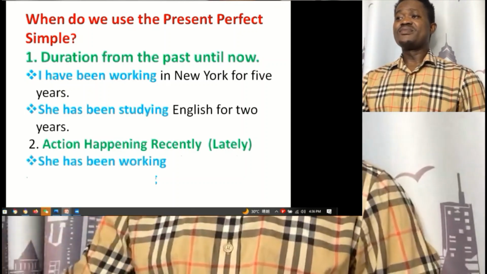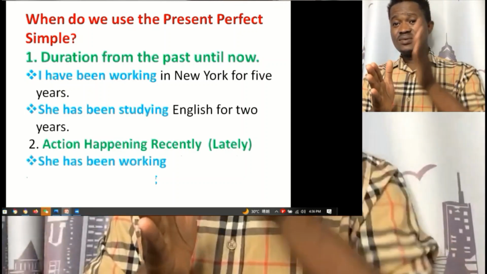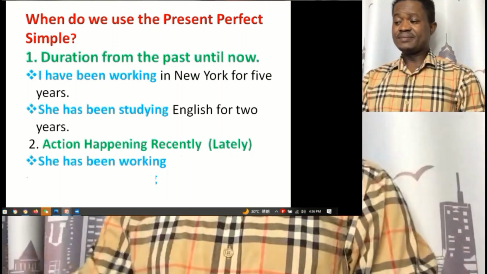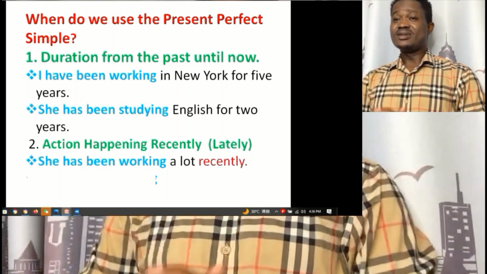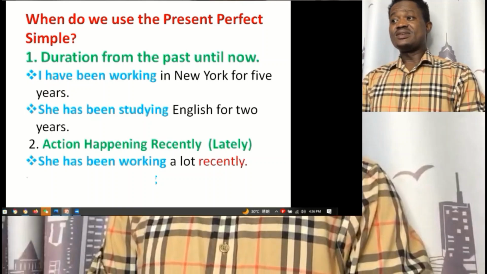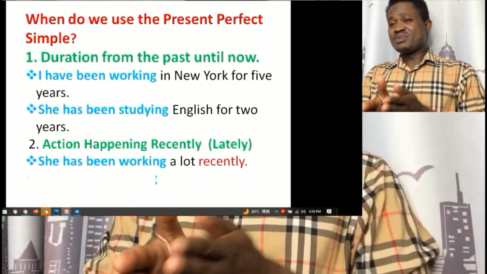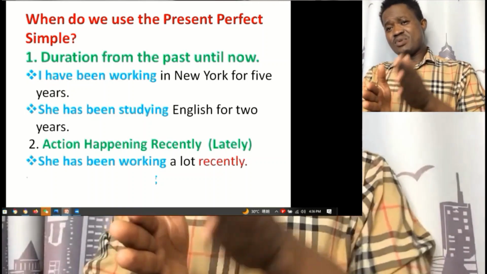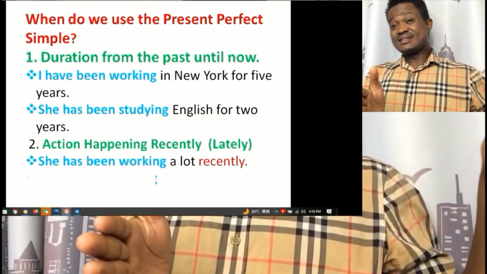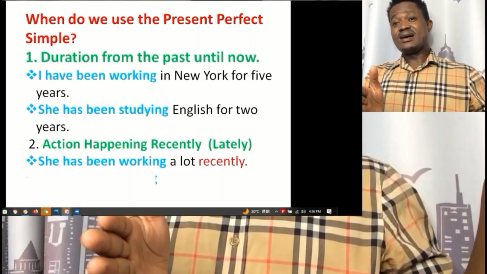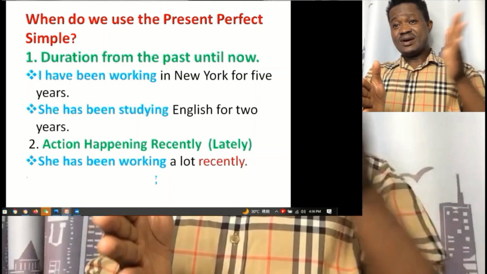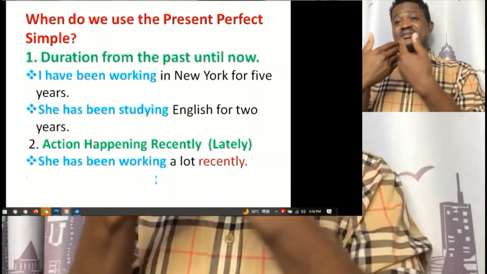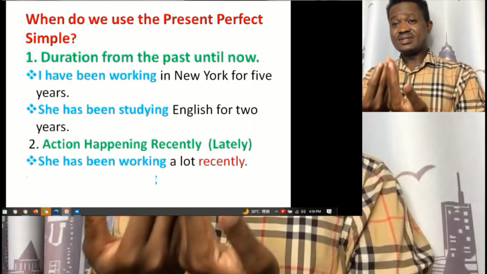She has been working a lot recently. Let's see an example: she has been working since this morning, a lot, until now. So she just took some rest.